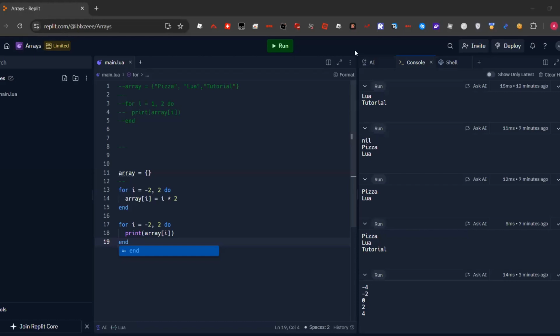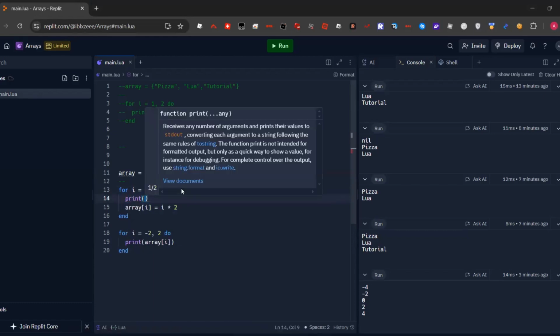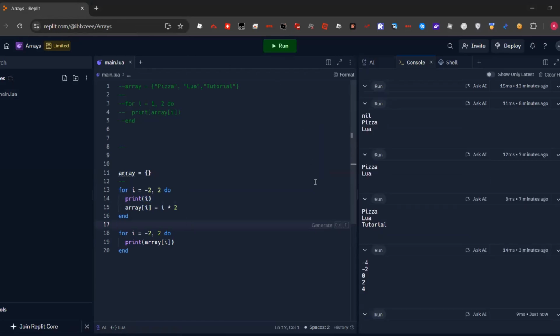Now you can understand this code like this. Now you can see this code. So over here, we can make a print statement for checking the value of I. Okay. So now we can see what the value of I is.